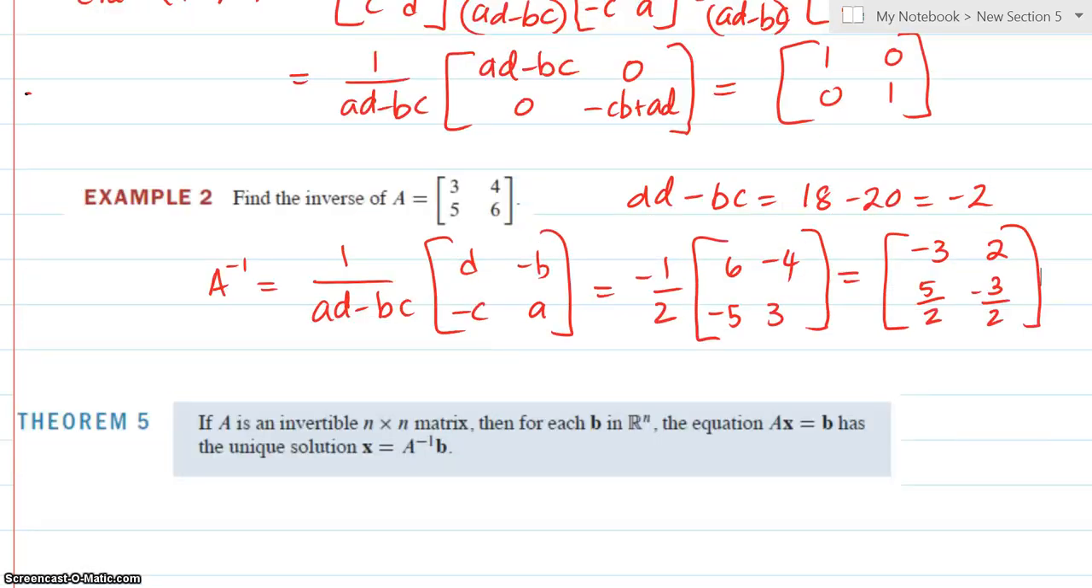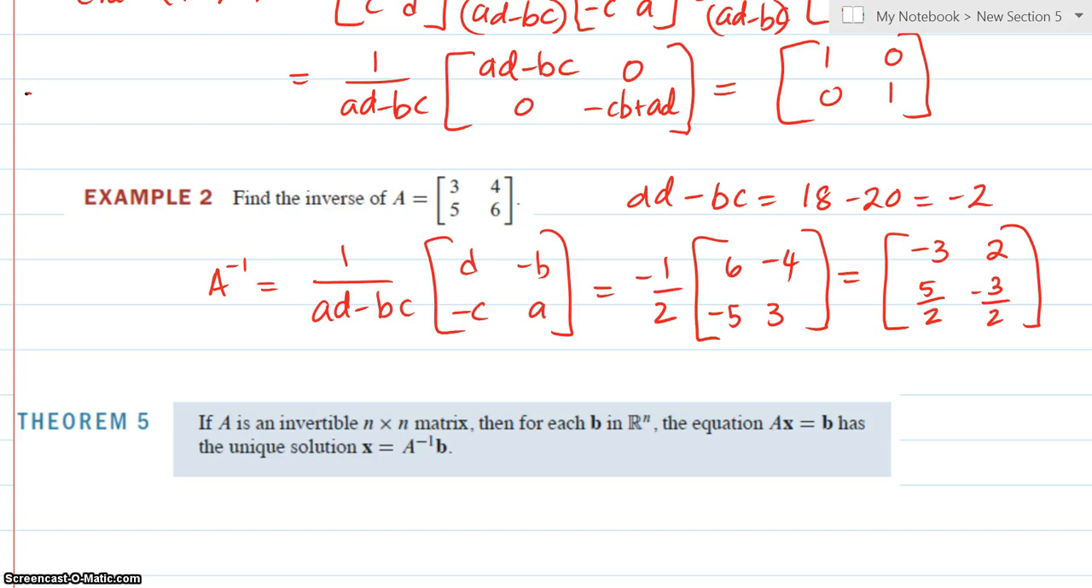The next theorem, Theorem 5, allows us to have another way of solving matrix equations. So if A is an invertible n by n matrix, only if it's invertible, then for each B in Rn, the equation AX equals B has the unique solution X equals A inverse B.